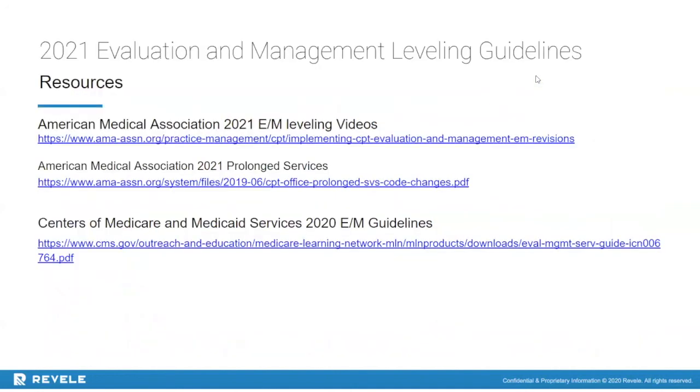And with that, here are the resources: American Medical Association, for the 2021 E&M Leveling. There's a couple of videos that might provide additional information. Also the American Medical Association 2021 Prolonged Services, and the Centers for Medicare and Medicaid Services 2020 Evaluation and Management Guidelines.